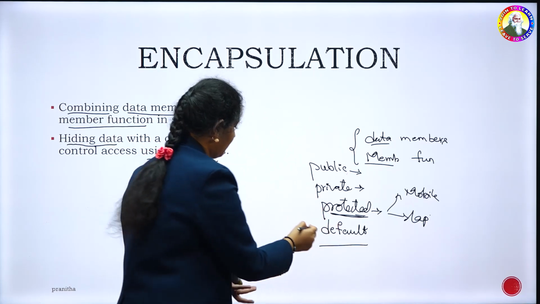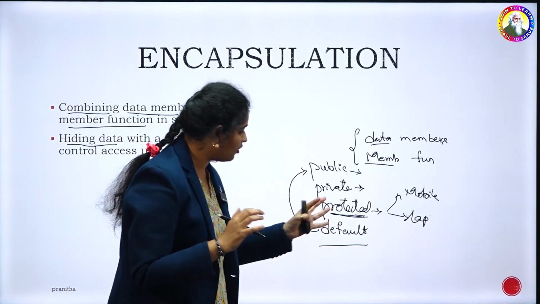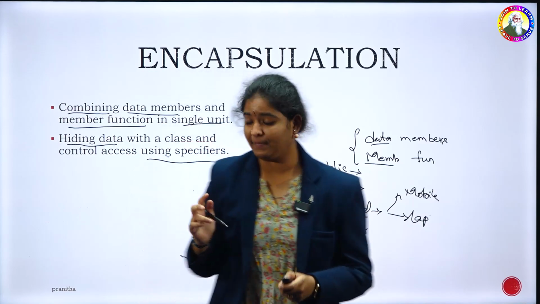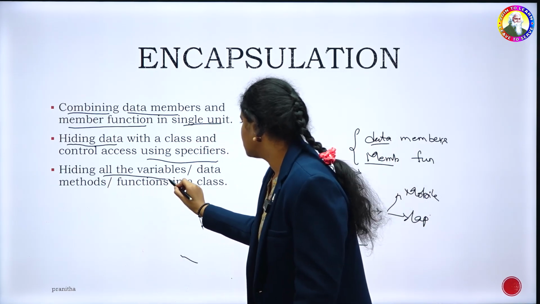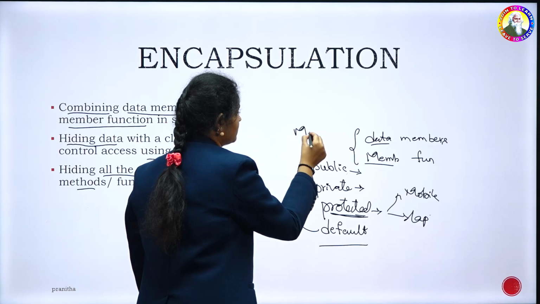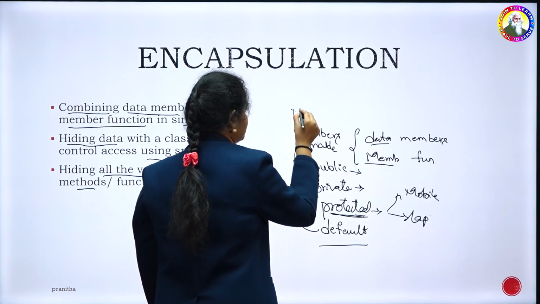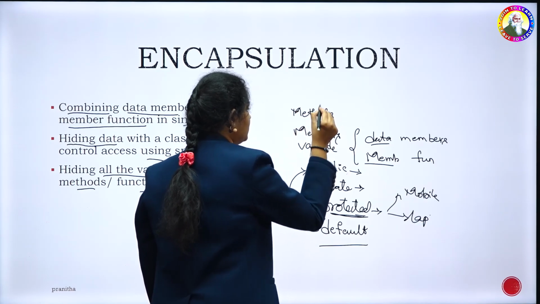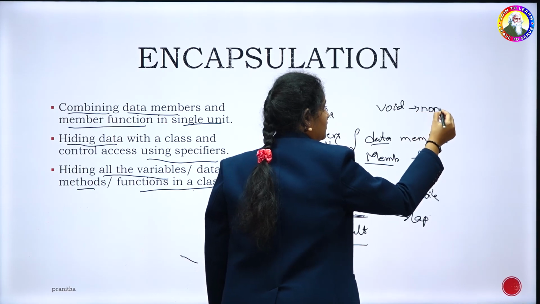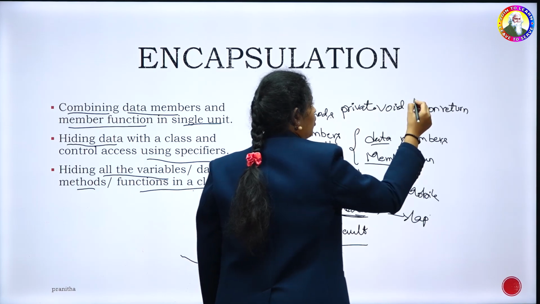Default. Default is the same as public. The default is taken into consideration as only public, because with default itself, if you're not giving any specifier and you're creating any methods or any class, it will be directly taken into consideration as public. Hiding all the variables, data, methods and functions in a class. These access specifiers can be used for the members, variables and methods. Something like if you are taking a void. Void means, void is a non-return type. You can take it as private void main.